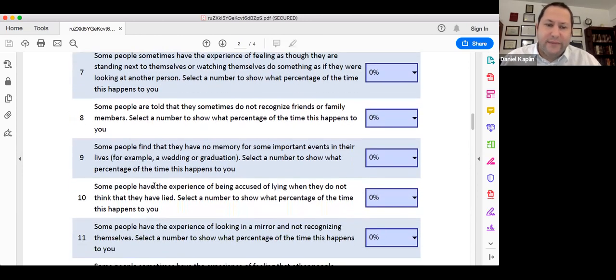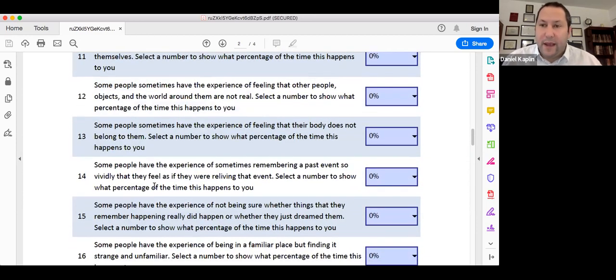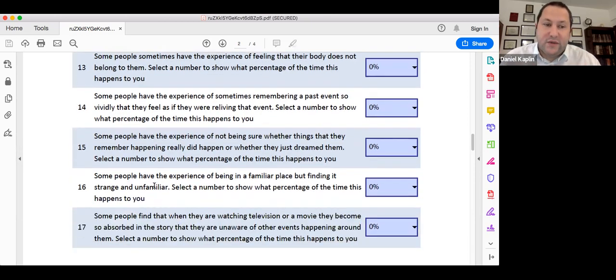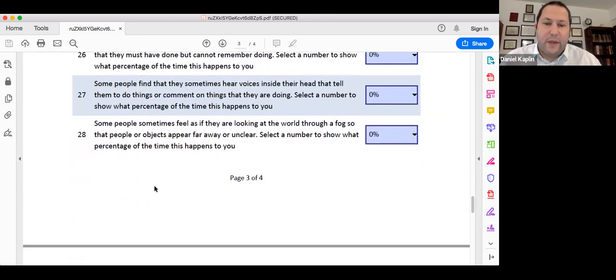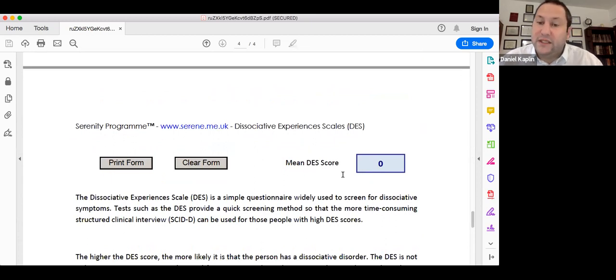But there are 28 items, and you get the idea. Some are pure memory issues, so amnesia related. Some items are related to depersonalization or derealization. And then there are engrossment factors where, for example, if you're driving and you don't remember how you got somewhere, you might have been engrossed in your thoughts or something else. So these are items. It's 28 items, and then you wind up scoring it and figuring out what the mean score is. Obviously, the larger the percentage, the more of a dissociative experience a person is having.